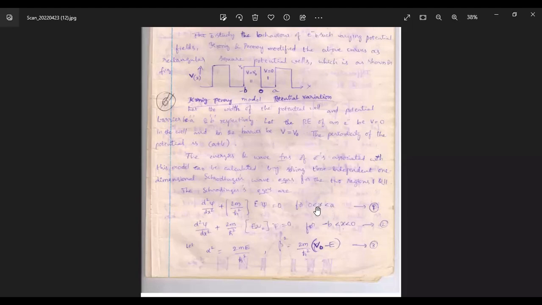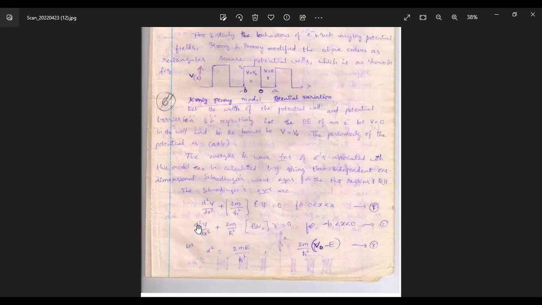That means when the particle is in between 0 and a, this is the equation. The potential energy is 0 here, that's why we wrote E psi. When x lies in between minus b and 0, V is actually having some potential, which is the maximum potential V naught here.